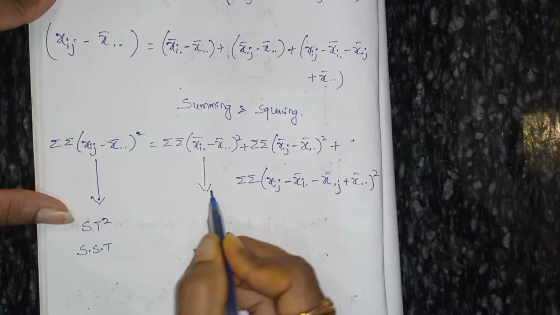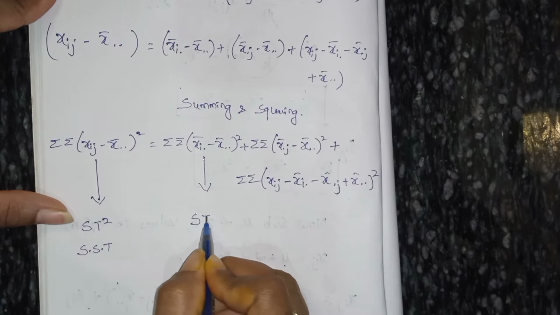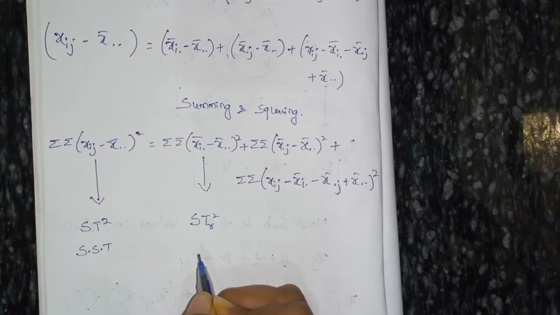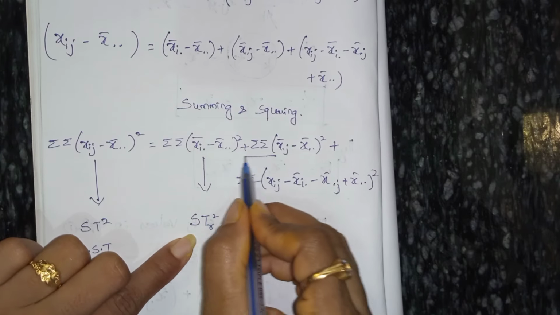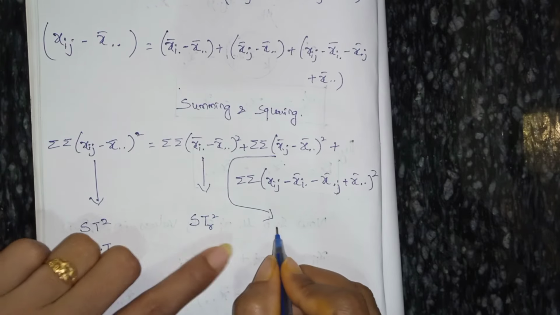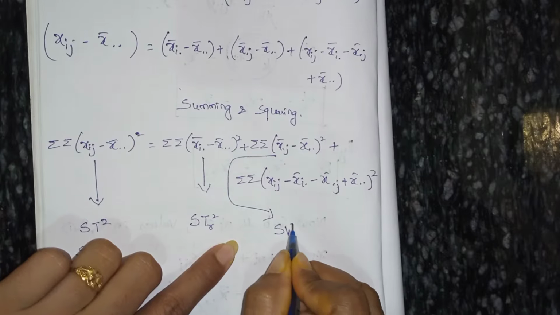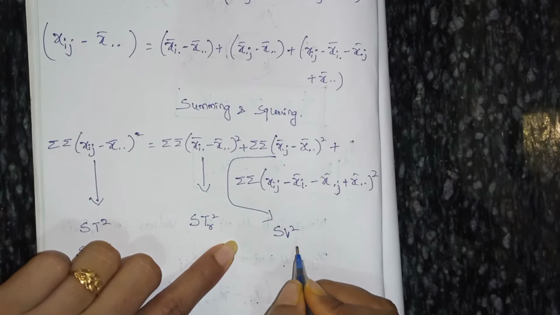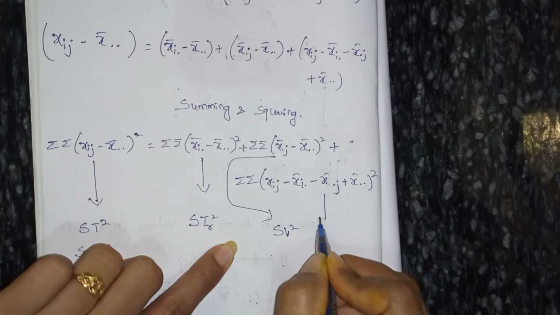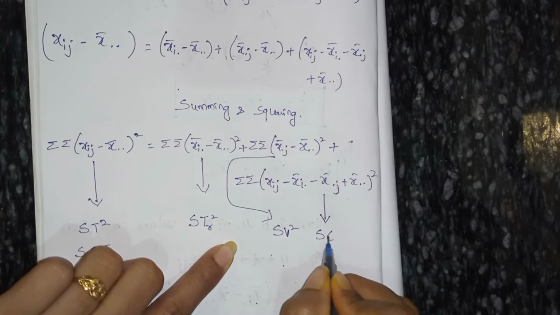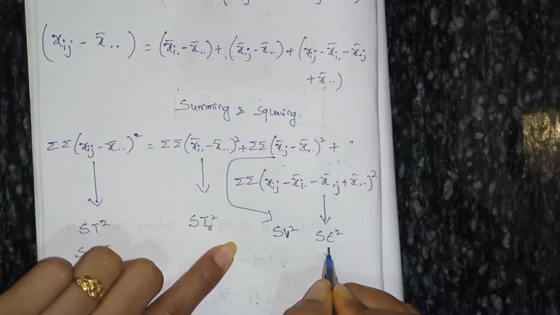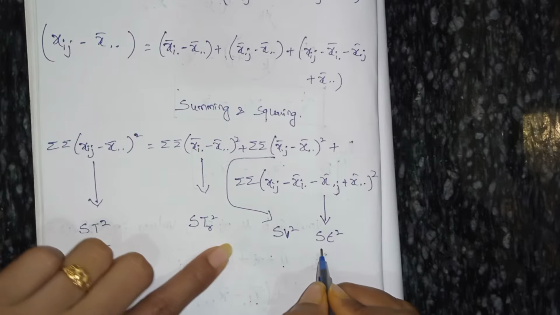So this one is STR square. That means sum of squares of treatments, like treatment sum of squares. And this one you can say SV square, sum of squares of variables, or else groups you can say. Next, SE square. That means sum of squares of errors, otherwise error sum of squares also you can call.